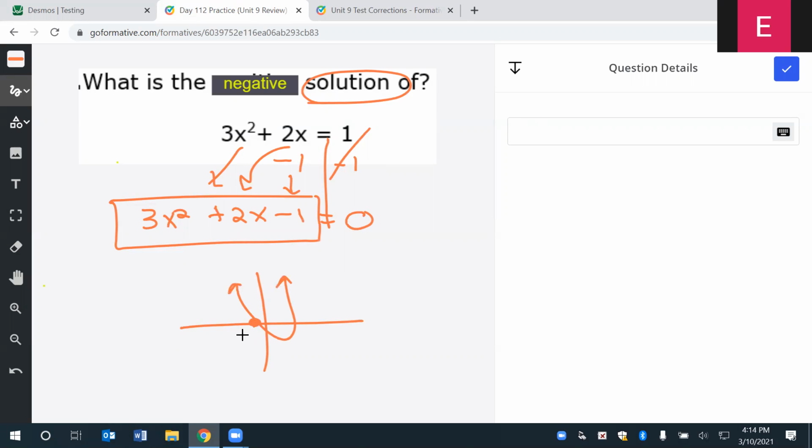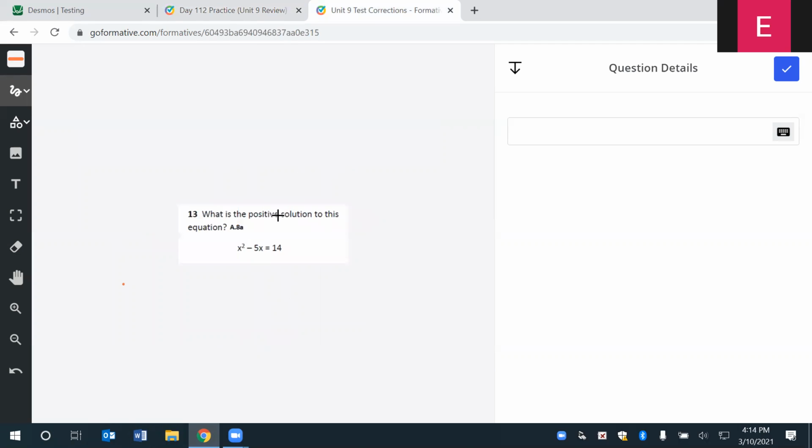Just show me the points where you find your answers. It's -1 and 0.33. The question was asking me which one is the negative solution, so the only number that I should put in my answer is -1, because that is a negative solution. Your test is asking you for the positive solution, so be really careful. Solve to get 0, graph it, and then find the positive solution.